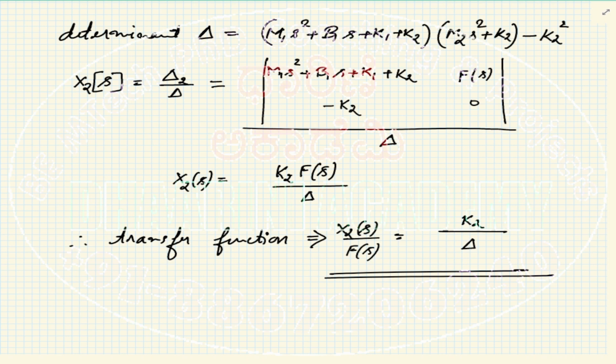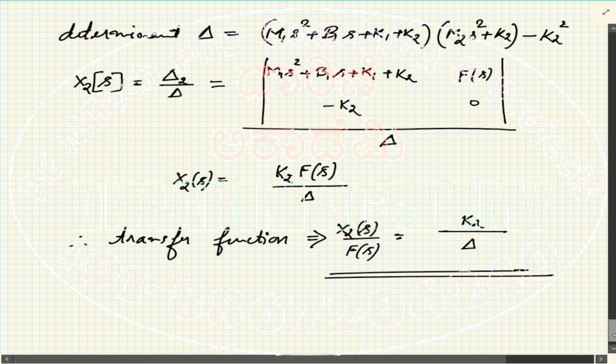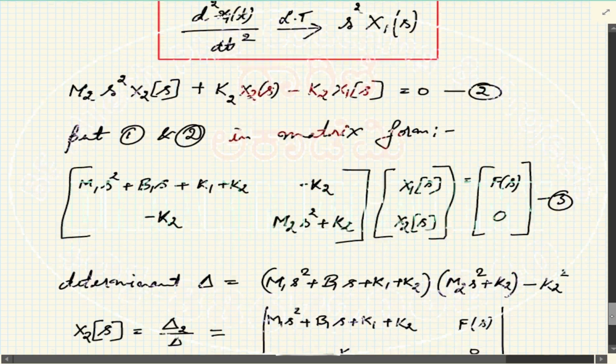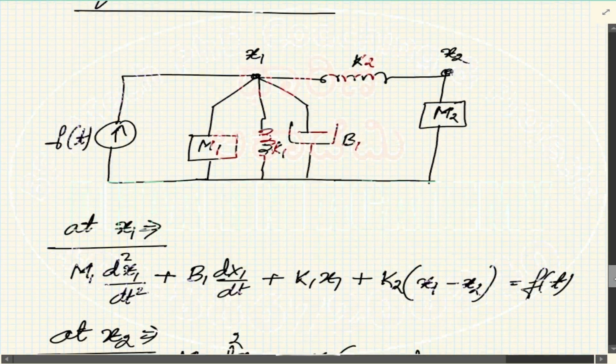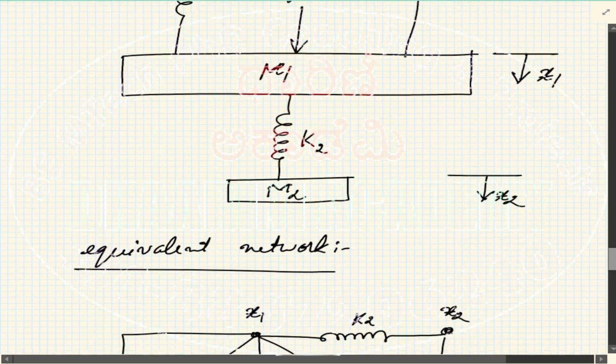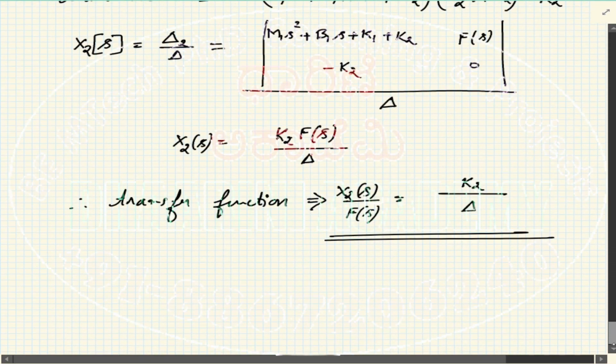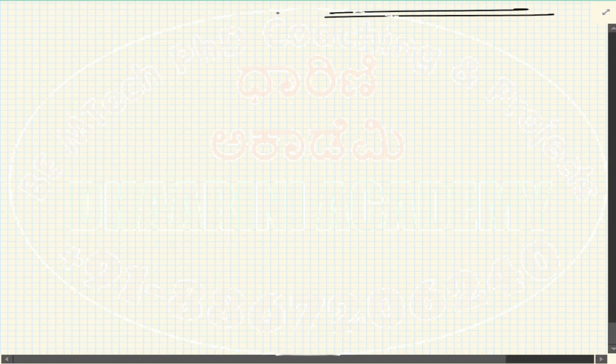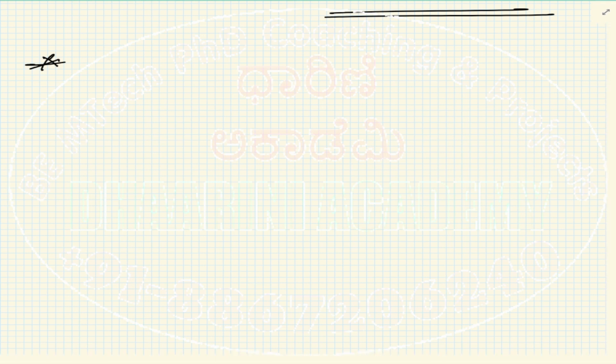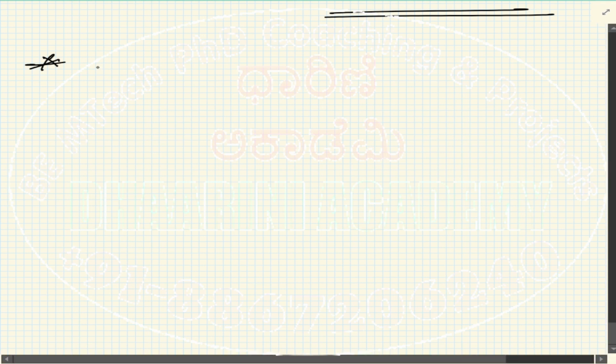Fine, right? Okay. Now we need to solve another problem, which is based on the rotational. Linear is fine, right? So any problem you can solve using this technique. Let's say the question is like this.